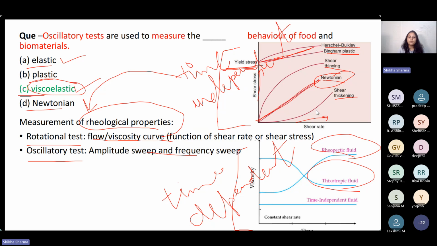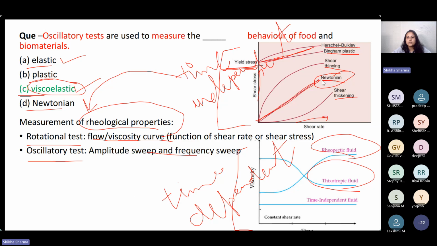So basically, Newtonian, water is a Newtonian fluid. When we apply some stress, the same amount of strain will be produced.